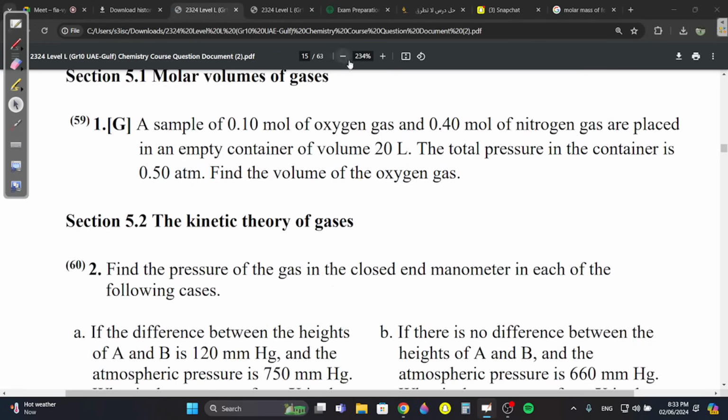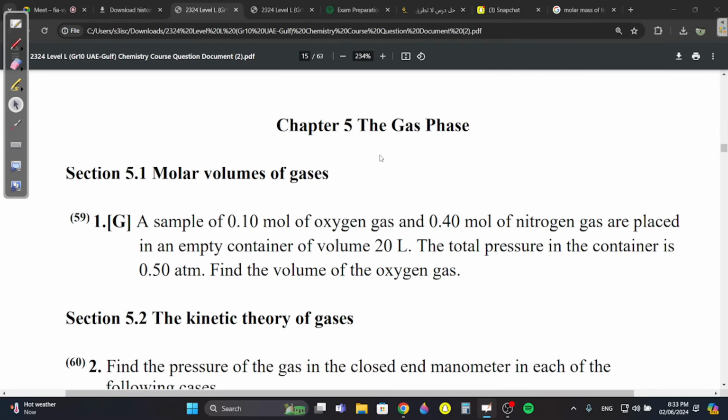Chapter 5. I think this is the PV equals nRT. A sample of 0.1 moles of oxygen gas and 0.4 moles of nitrogen gas are placed in an empty container of volume 20 liters. The total pressure in the container is 0.58 atmosphere. Find the volume of the oxygen gas.